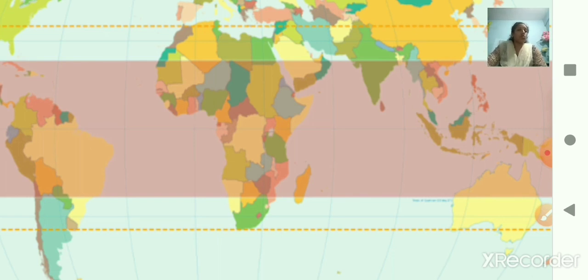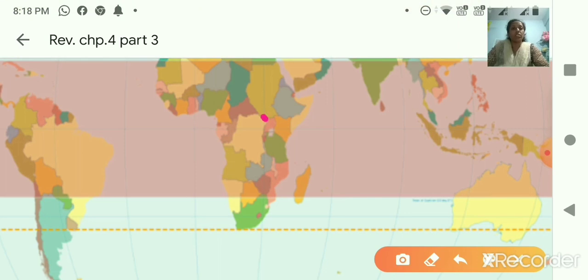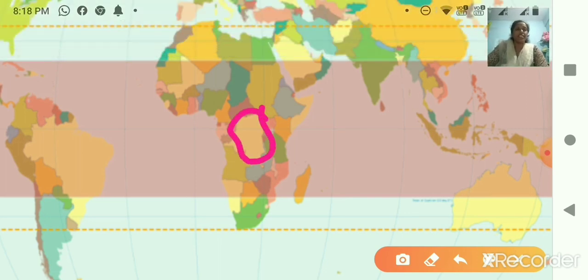Children, do you know one more country is located in this zone? And about that country we had studied in detail. Do you remember children which country it is? Yes? Absolutely correct. Very good. It's DRC, the land of dense forest. It is located over here. And can you see our country India? Yes, our country India is located over here.